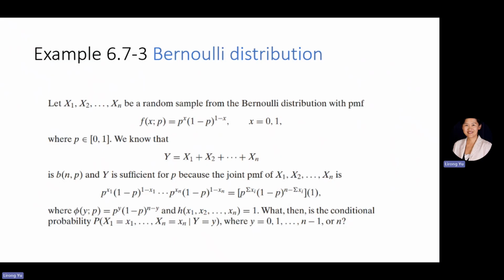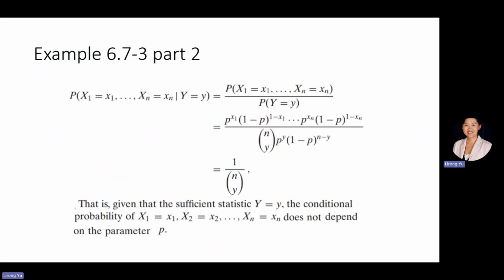All right, so here, the last one, we're trying to calculate the conditional probability. If y equal to a value, how do we calculate the probability of x1 equal to x1, xn equal to xn? So this is one of those scenarios. What can that probability be? How can we calculate that probability?